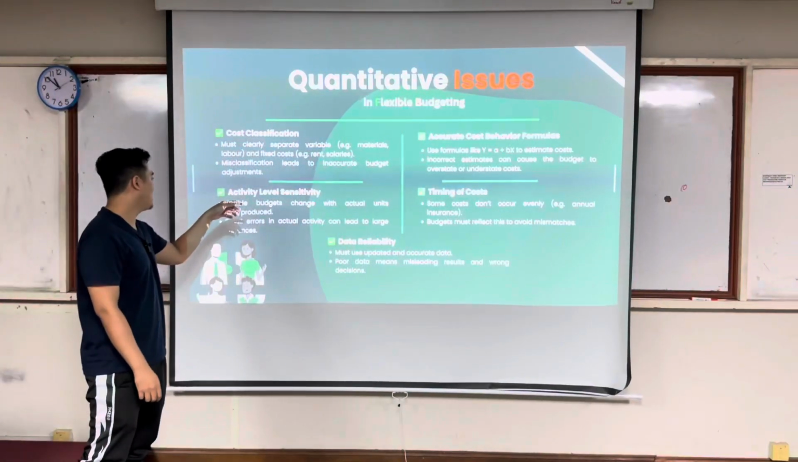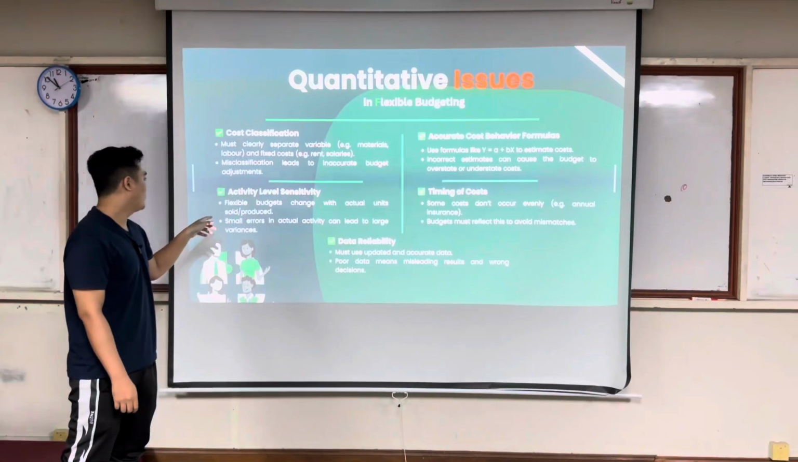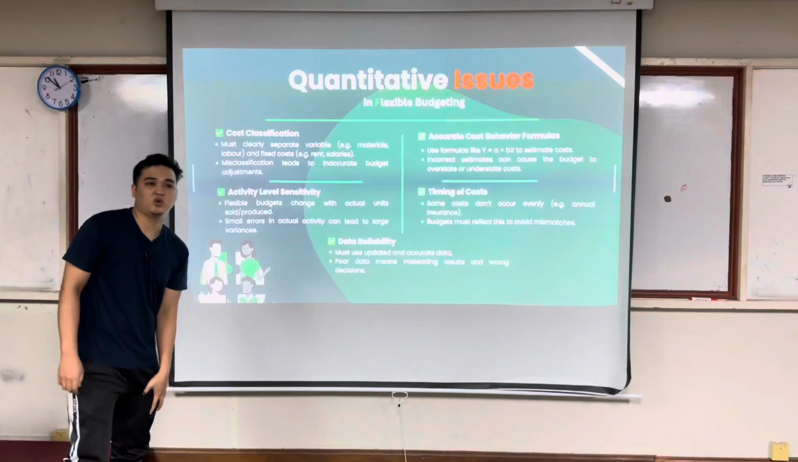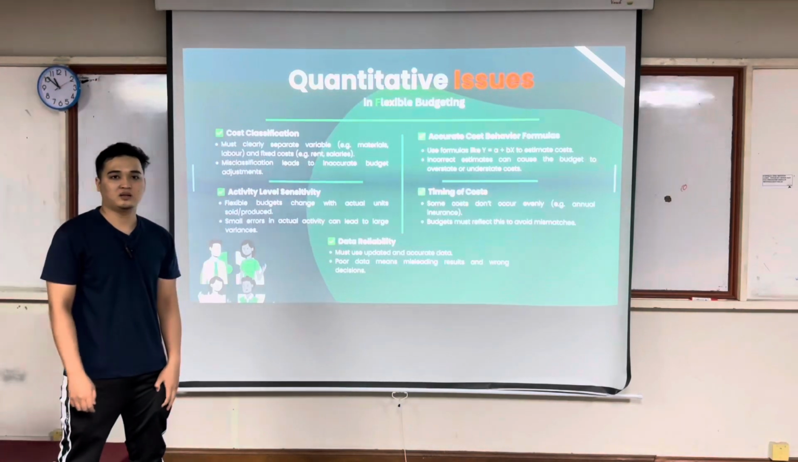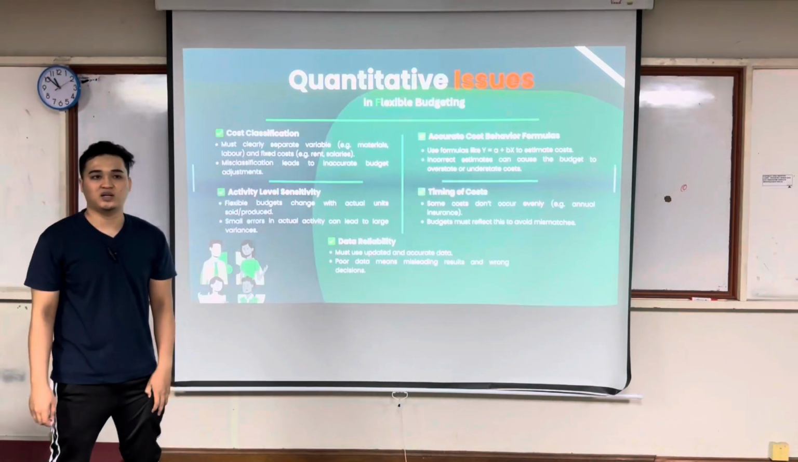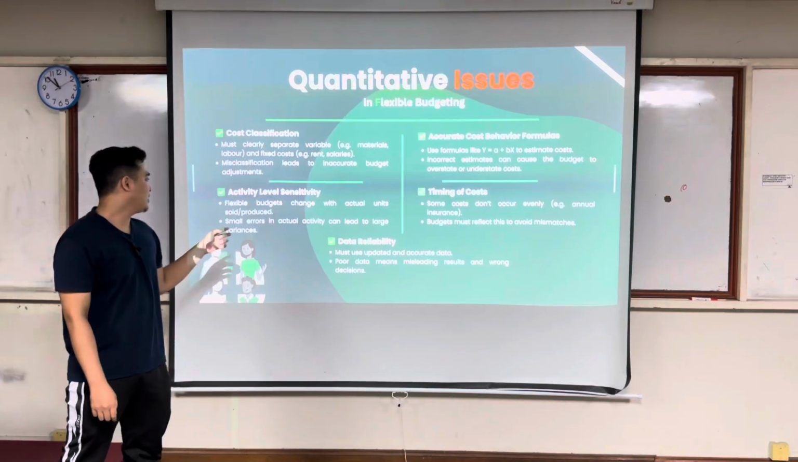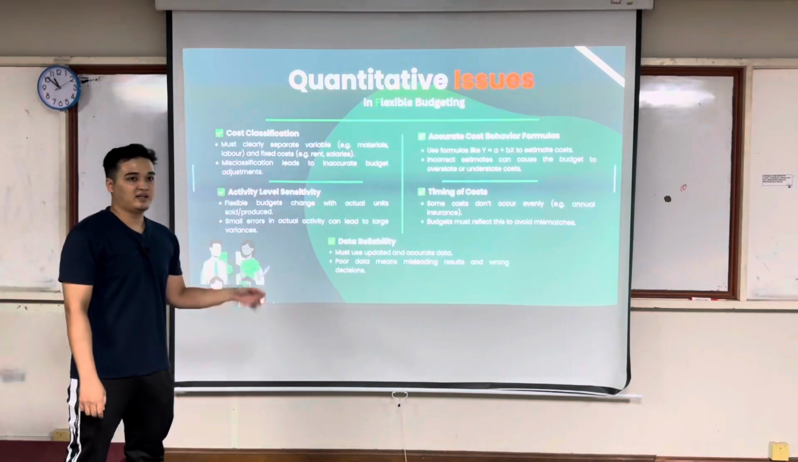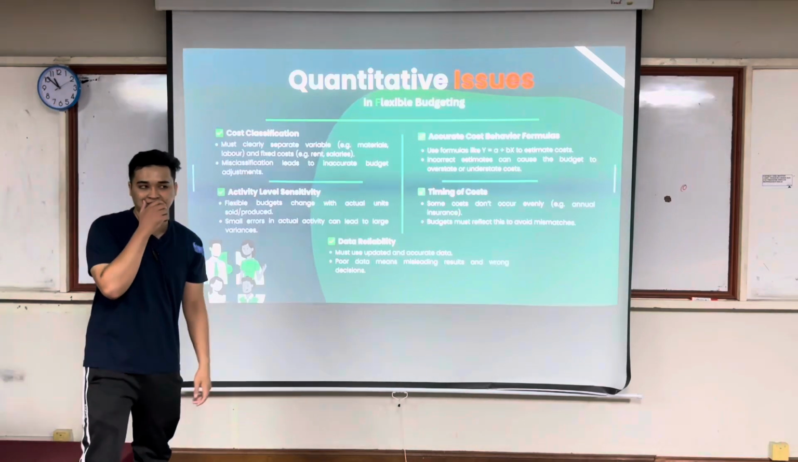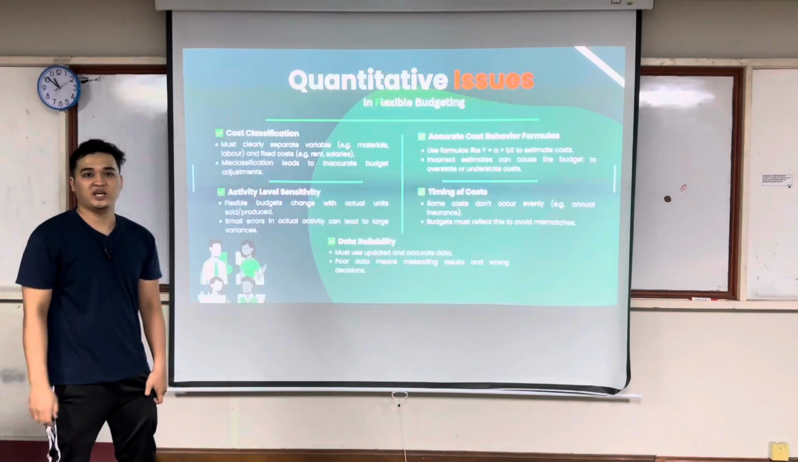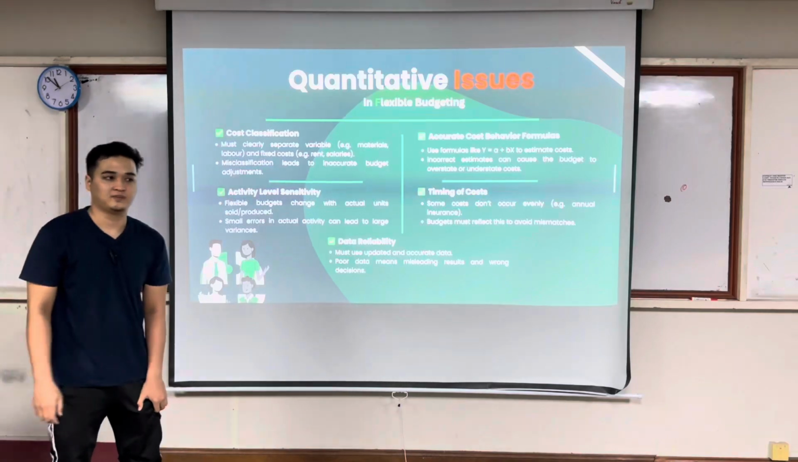For point number 3, activity level sensitivity. The flexible budget changes with actual units sold or produced. This means the flexible budget is more accurate for cost control and analysis because it is based on real performance. But a small error in actual activity can lead to a large variance. This means a slight mistake can make a big difference in real performance.